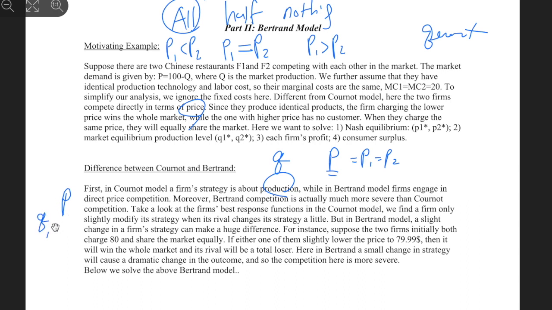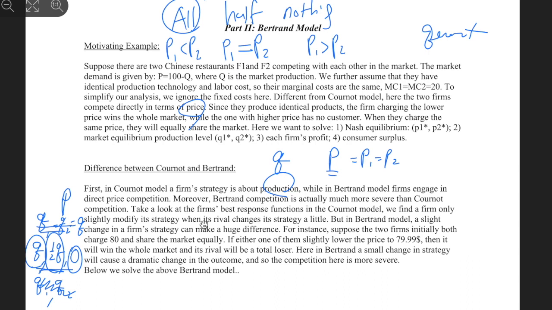And here we're setting Q1 and Q2 not generally as Q, but as either the whole Q, or half of Q, or 0, so it's all, half, or nothing. So it's not firm specific. We don't have to name it Q1 or Q2, because it will be the whole, half, or zero portion. Moreover, Bertrand competition is actually much more severe than Cournot competition.